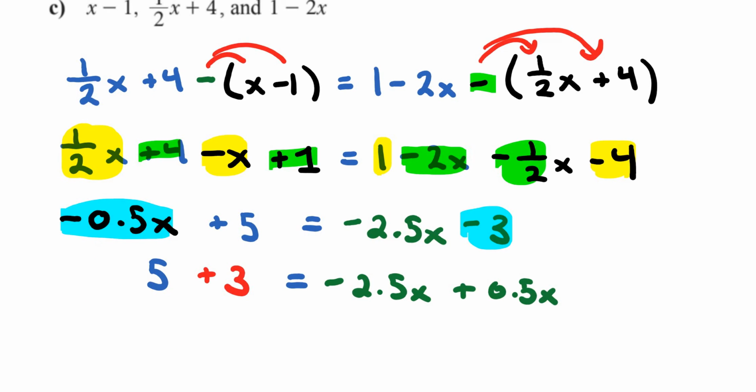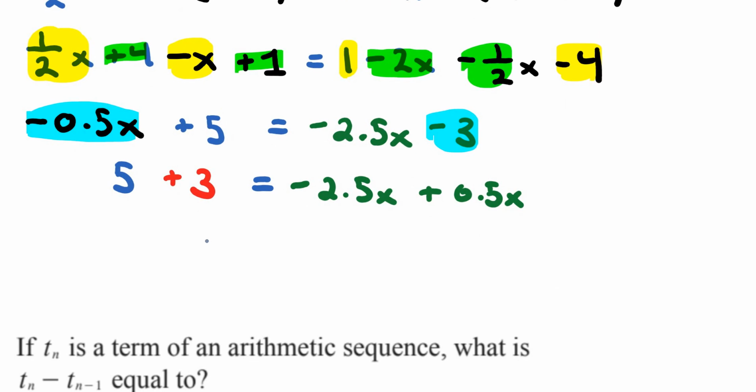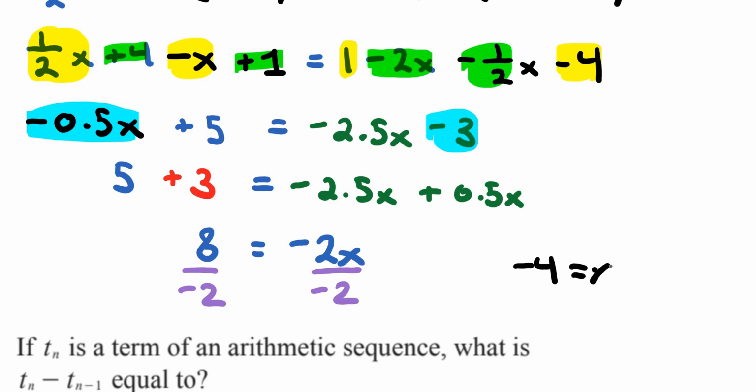All right, so let's go ahead and keep on simplifying here. 5 plus 3 is going to be 8. Negative 2.5x plus positive 0.5x is going to be negative 2x. And then finally, we get some nice numbers here. I can divide both sides by negative 2. 8 divided by negative 2 is going to be negative 4, and that's going to equal the value of x. All right, so that's it for question number 11C.